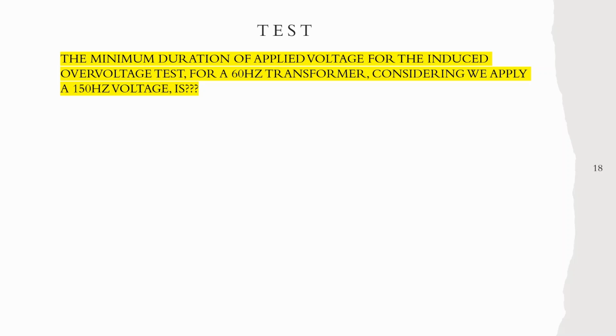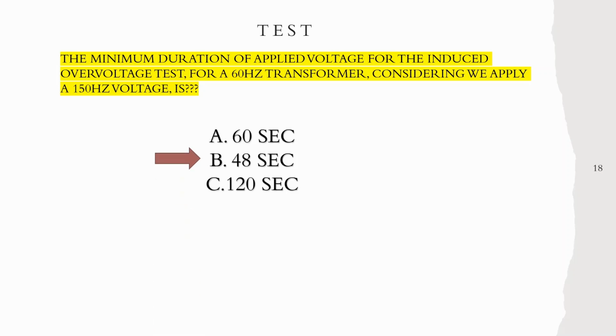The minimum duration of applied voltage for the induced over voltage test for a 60 Hz transformer, considering the way we apply the 150 Hz voltage, is: 60 seconds, 48 seconds, or 120 seconds. What is your answer, guys? Of course, maybe you're thinking 60 seconds, right? The answer is 48 seconds.